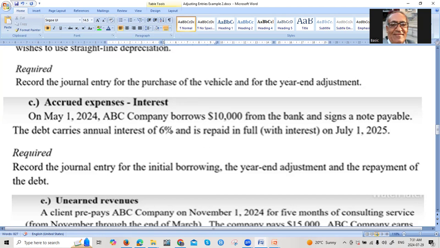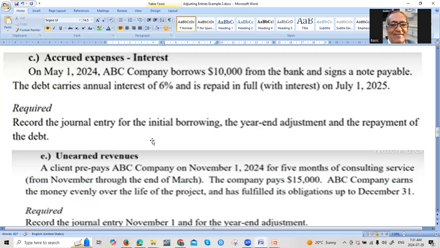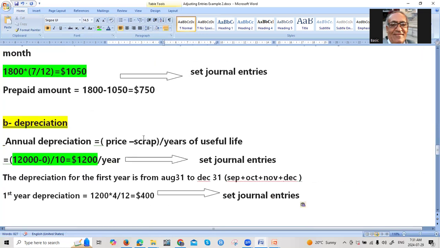It must be repaid in full. But wait a minute. Repaid in full with interest on July 1. So it has to be paid on July 1. Okay, so here, if it is for annual interest, it means for 12 months. We'll check how many months there are now compared to 12 months. Let us go and see how we did this.